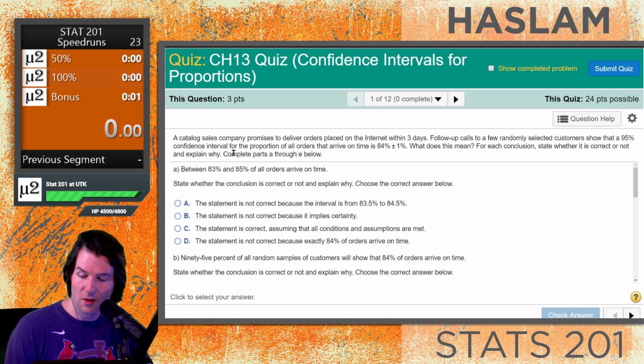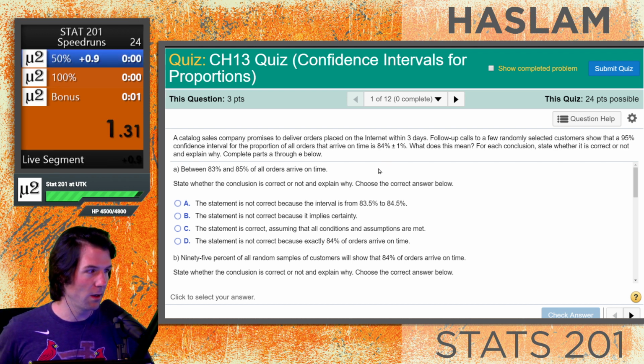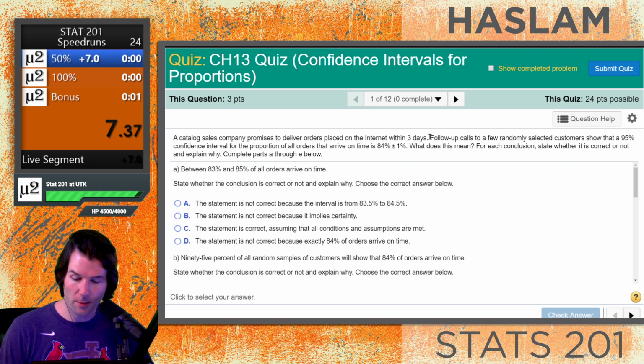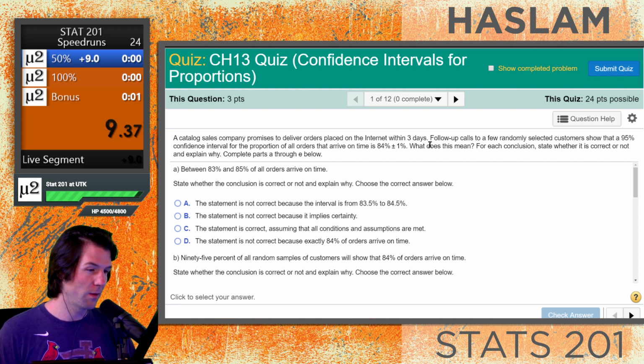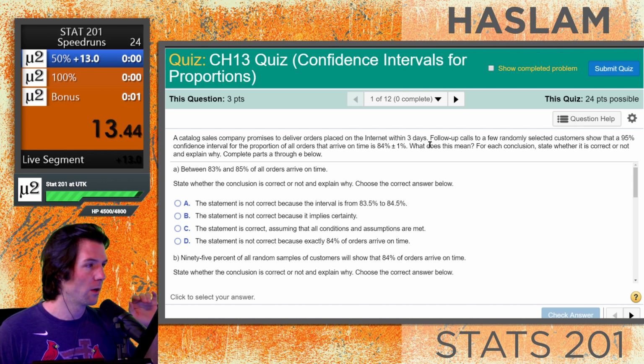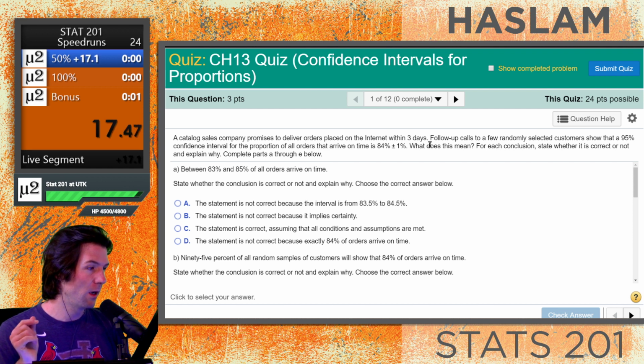A catalog sales company promises to deliver. We'll time all these. Why not? A catalog company promises to deliver the orders placed on the internet within 3 days. Follow-up calls. So this one right here, vitamin D, we can do that next. So with this one right here, we have to know our interpretation. The interpretation is, I am blank % confident that the true blank is contained in the interval blank to blank.